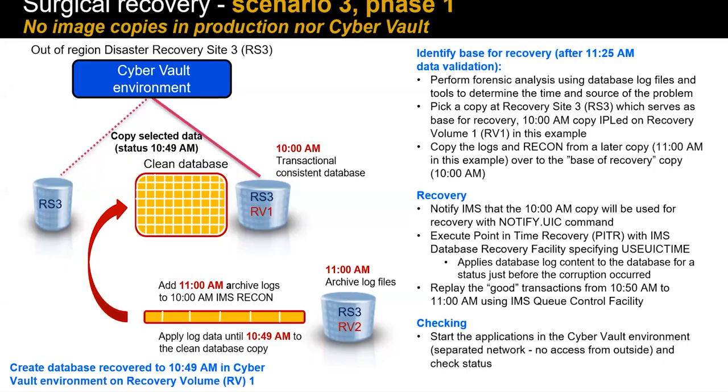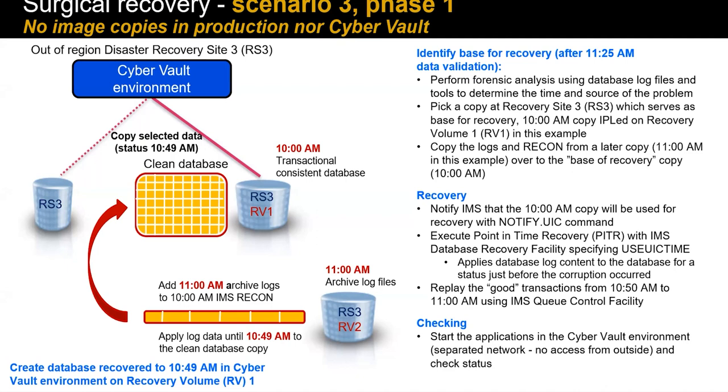Okay, so let's move on to scenario 3. This is the worst scenario. There's no image copies in production. There's no image copies in the Cyber Vault. And maybe that's because all of my image copies go to tape. I don't have any on disk, so they're not copied to Cyber Vault. And my image copies in production have been destroyed, either because the image copies themselves were destroyed or the tape catalog was destroyed, all as part of this malicious activity.